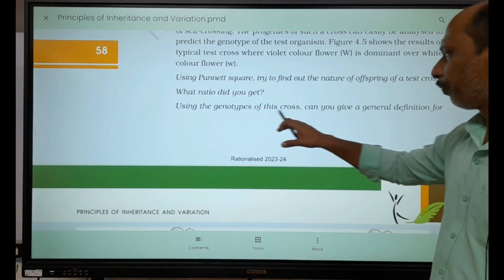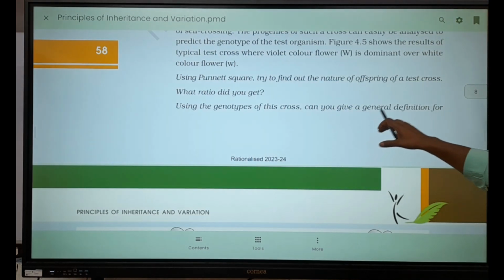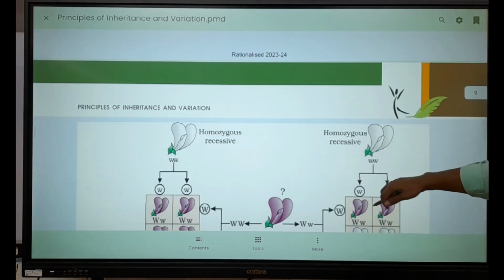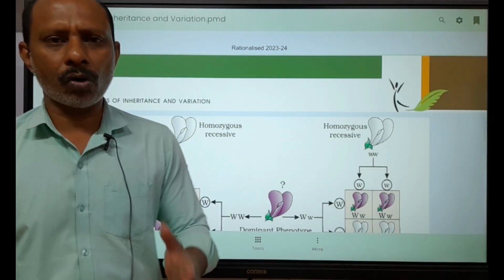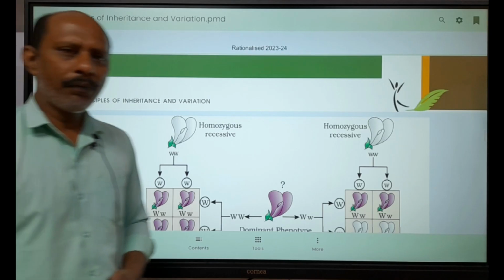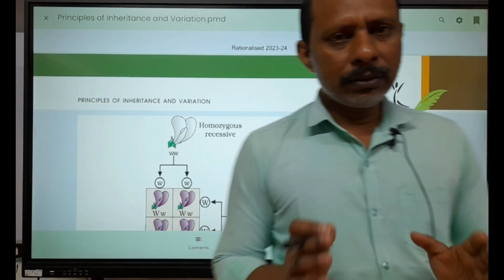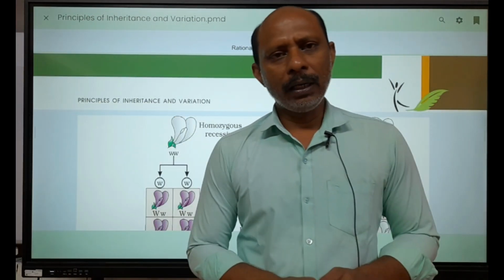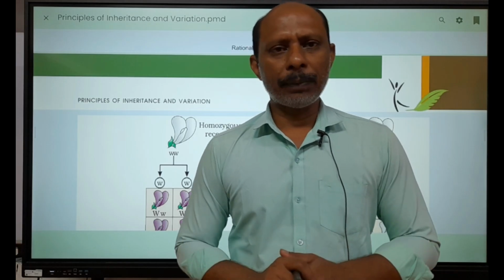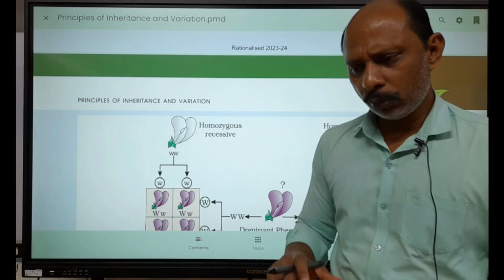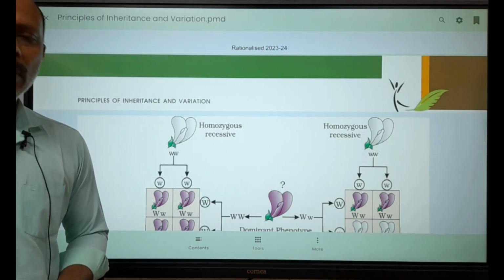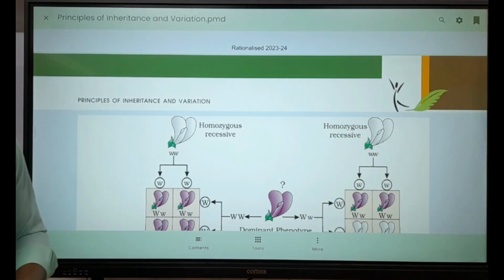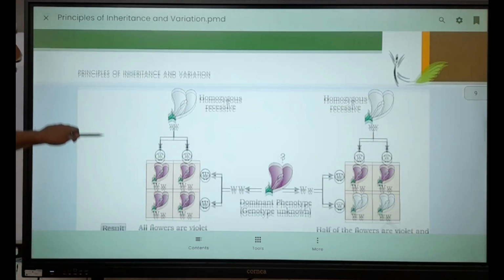Using the genotypes of this cross, can you give a general definition for test cross? Yes, we have a general definition. With the general definition, when an offspring is crossed with the recessive parent, then we get an identical ratio of genotype and phenotype, and that's why through this phenotype ratio we can get the idea about the genotype of the offspring plant, right? That is here.